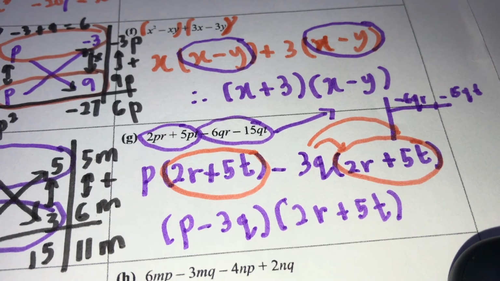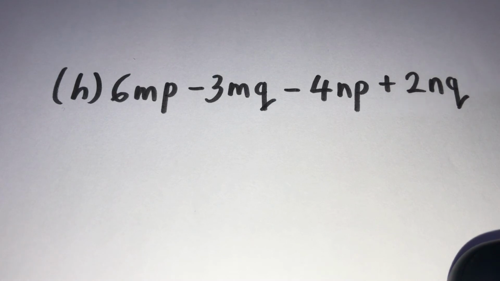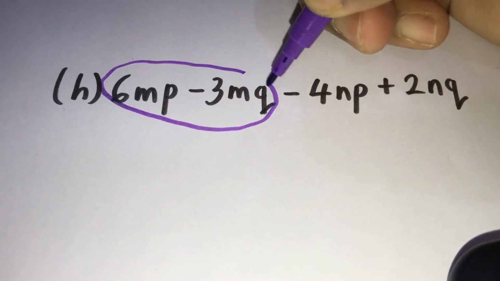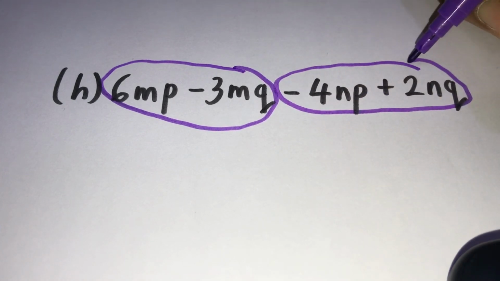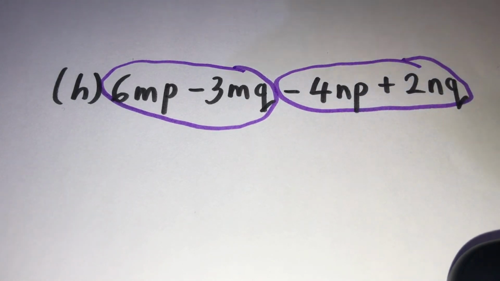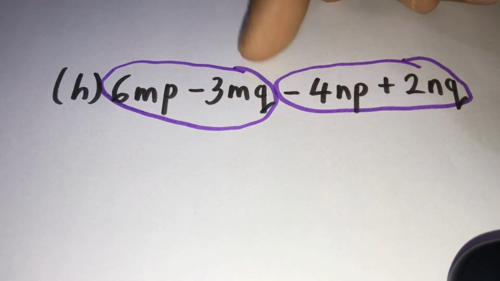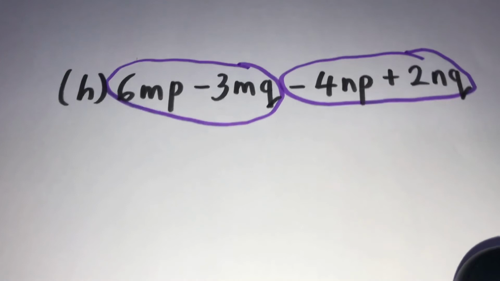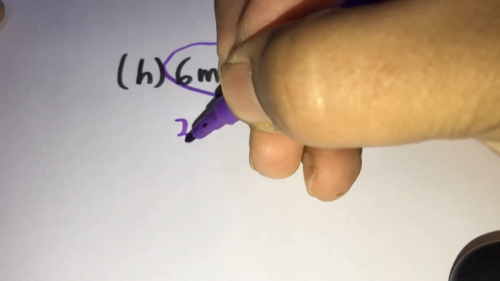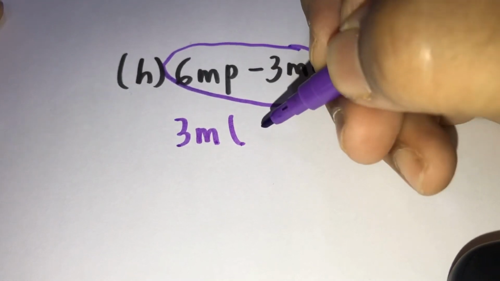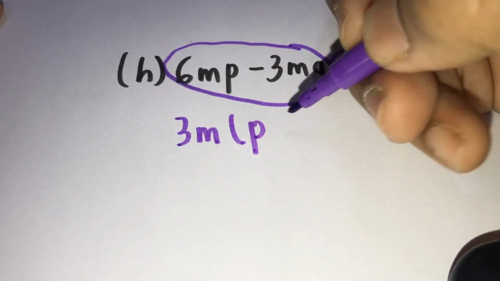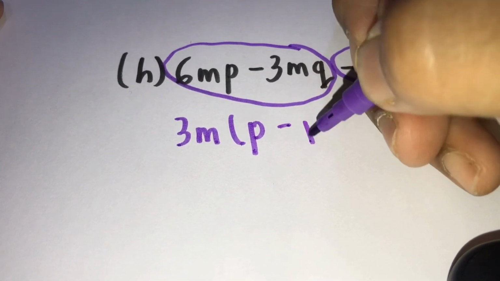Now the last question. Question H, 6MP minus 3MQ minus 4NP plus 2NQ. For the first one, you find the common factor of 6MP and negative 3MQ. The common factor is 3M. So you write 3M, open bracket, 2P, minus Q here.